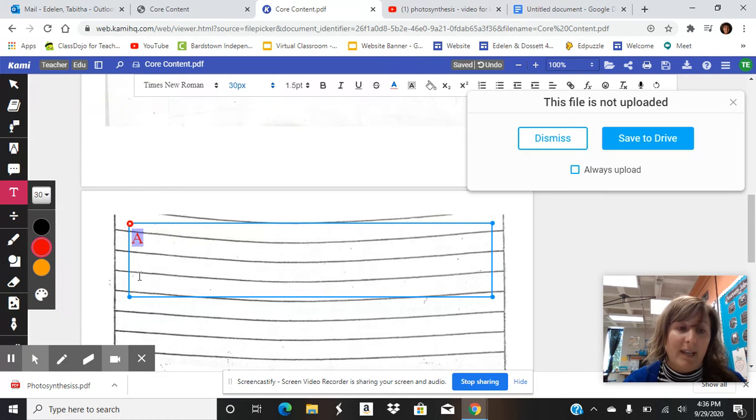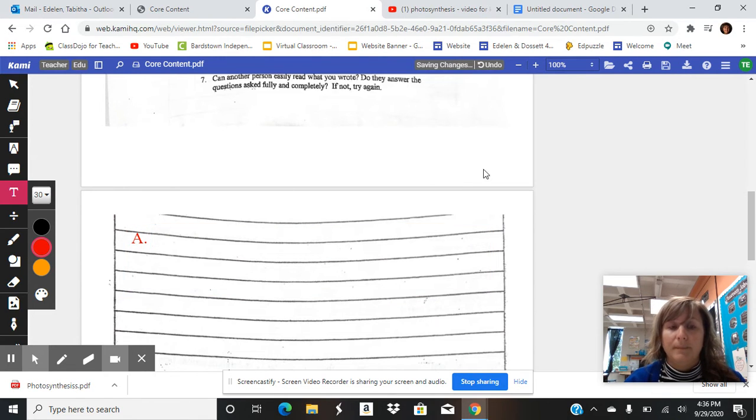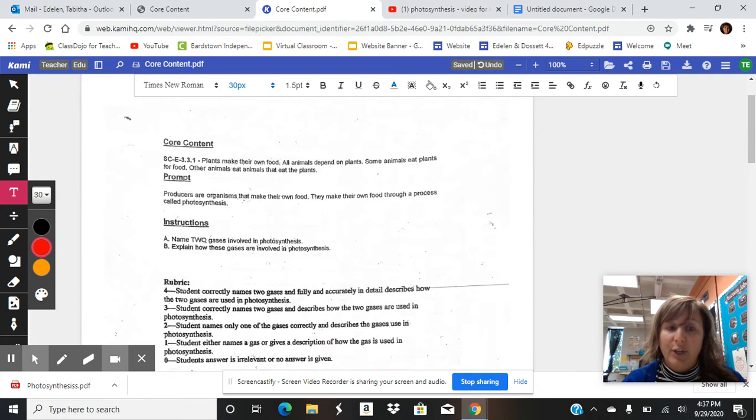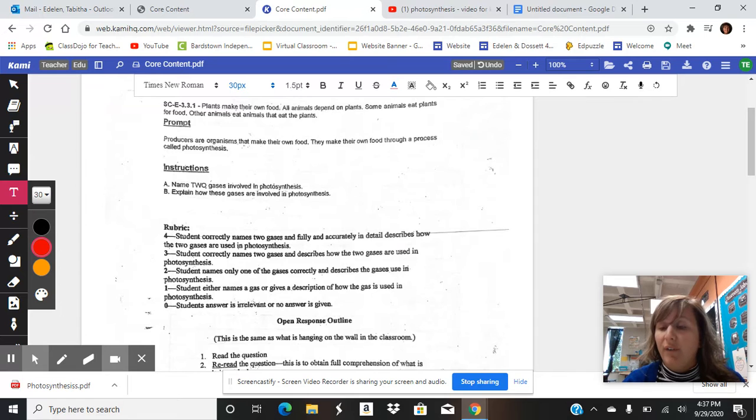Let's make it bigger, that way you all can see it. So here's my part A. And part A says you're going to name two gases involved in photosynthesis.